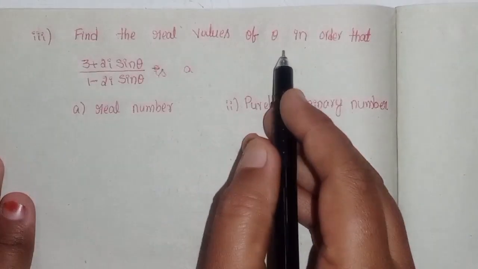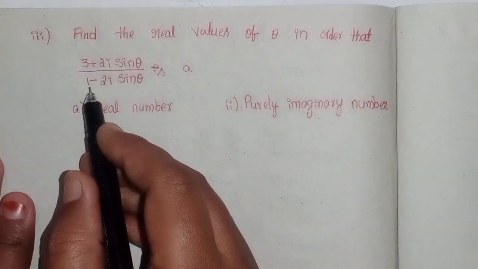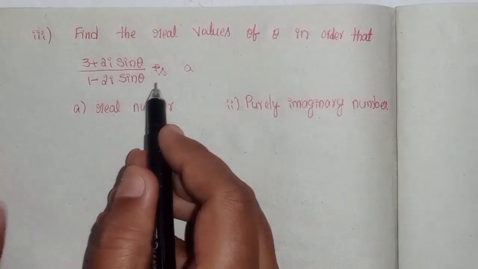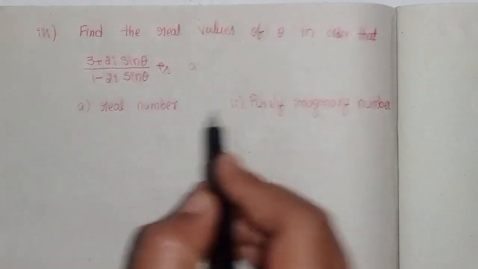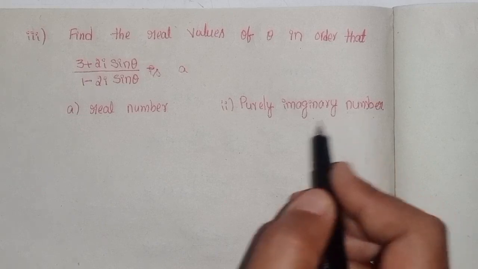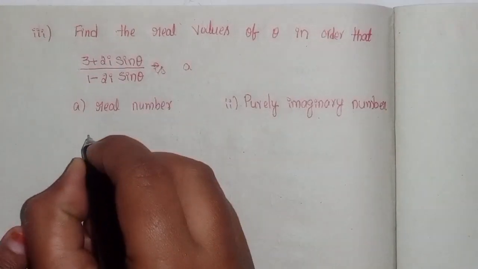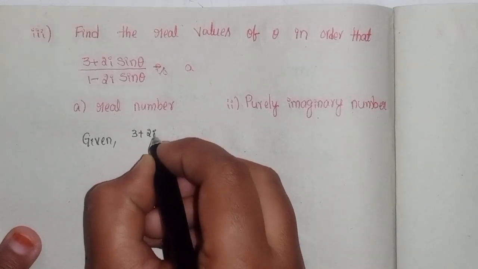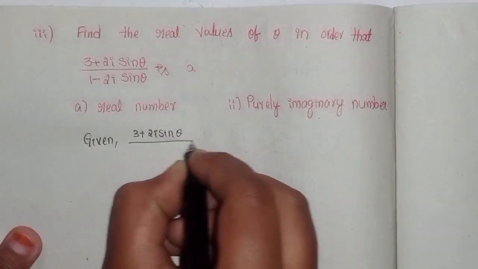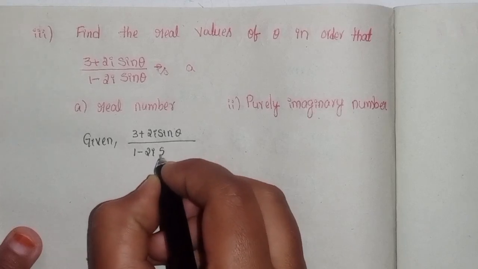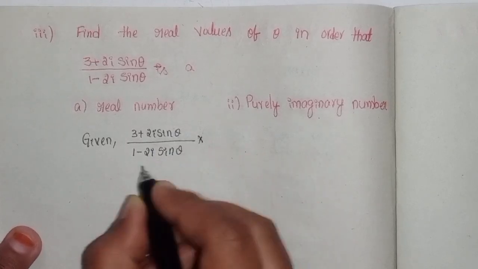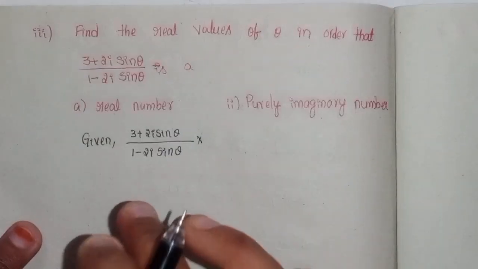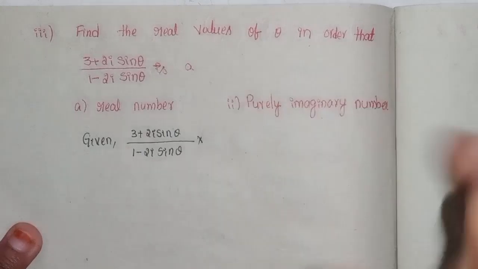Find the real values of theta in order that (3 plus 2i sin theta) by (1 minus 2i sin theta) is a real number, purely imaginary numbers. Find these out, they say. First of all, write what they have given: (3 plus 2i sin theta) by (1 minus 2i sin theta). As I said earlier, there should be no imaginary part in the denominator. So what it means is, rationalize.